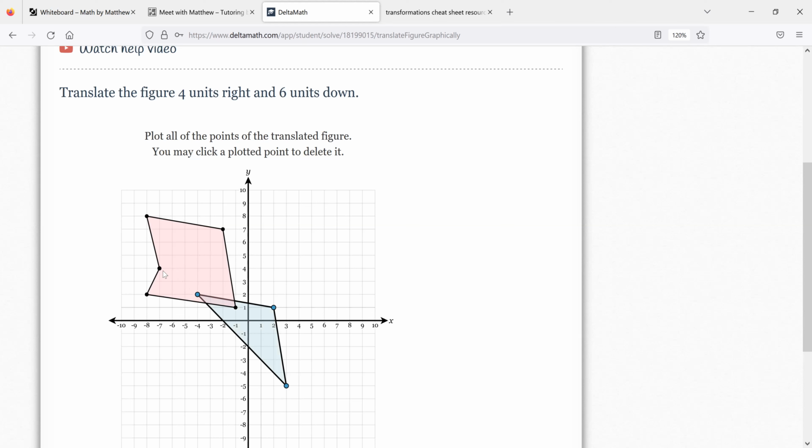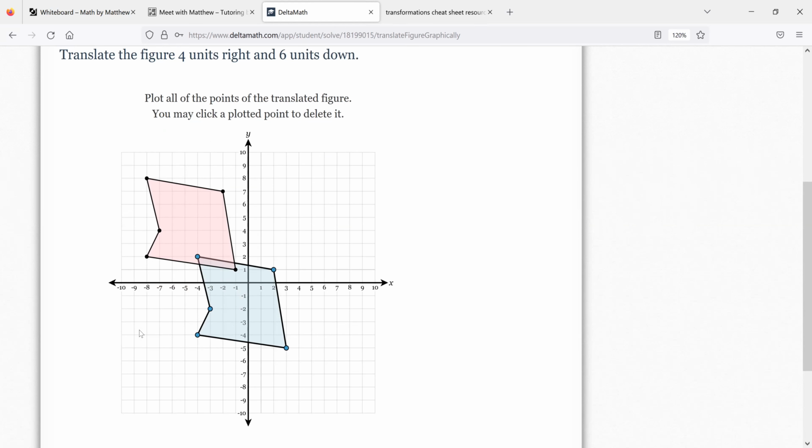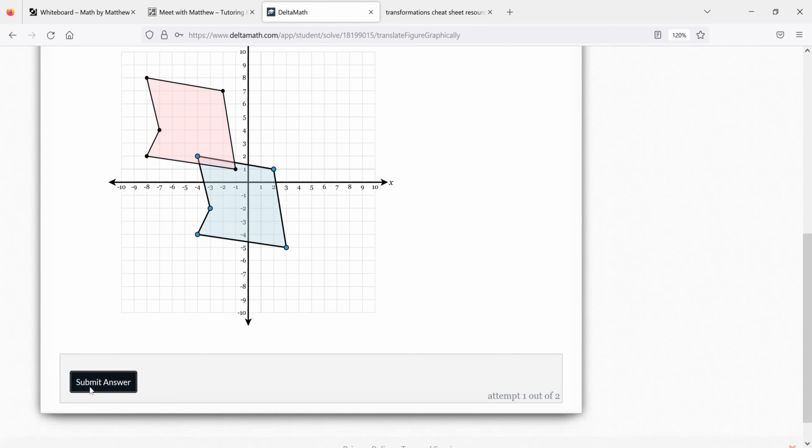This one here, 4 right. So that puts me at -3. Six down is at -2. Make sure you get that last one here, 4 right, -4, and then six down, -4. And that kind of looks right to me, I would say.